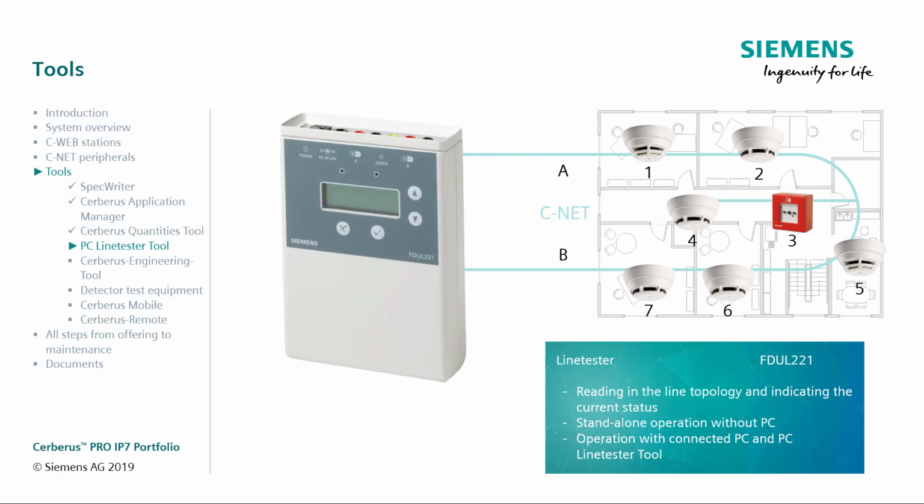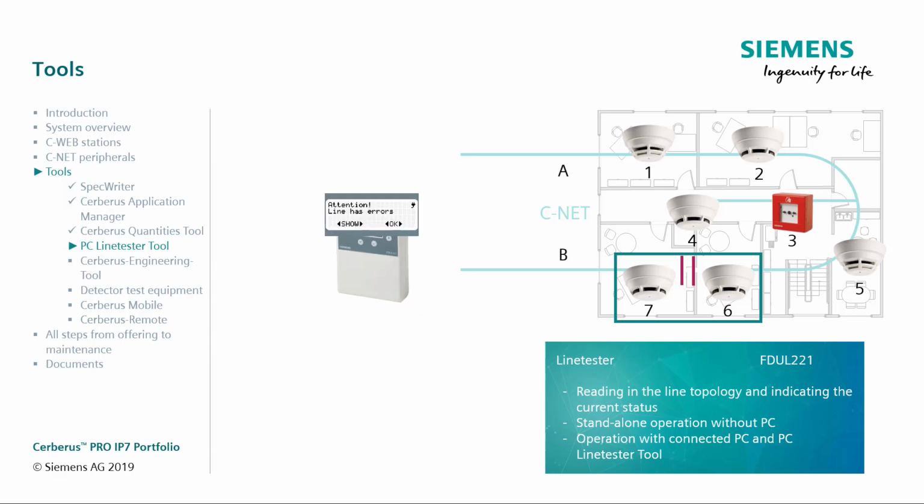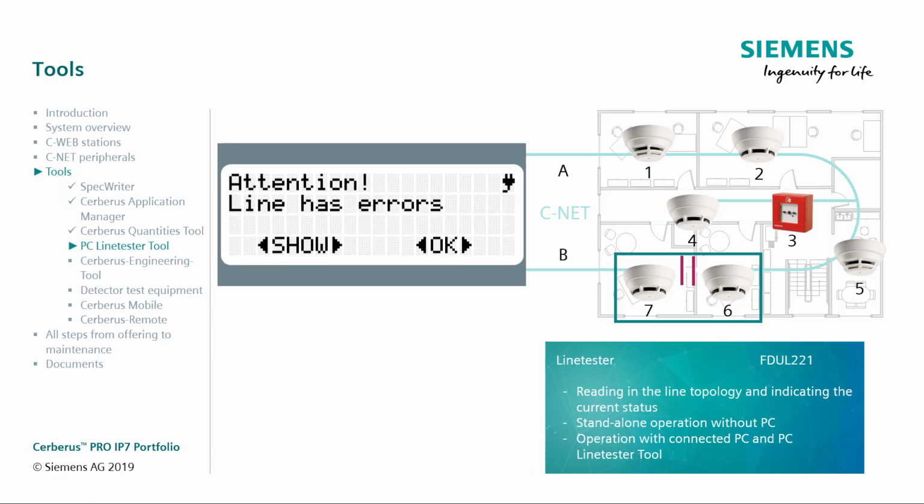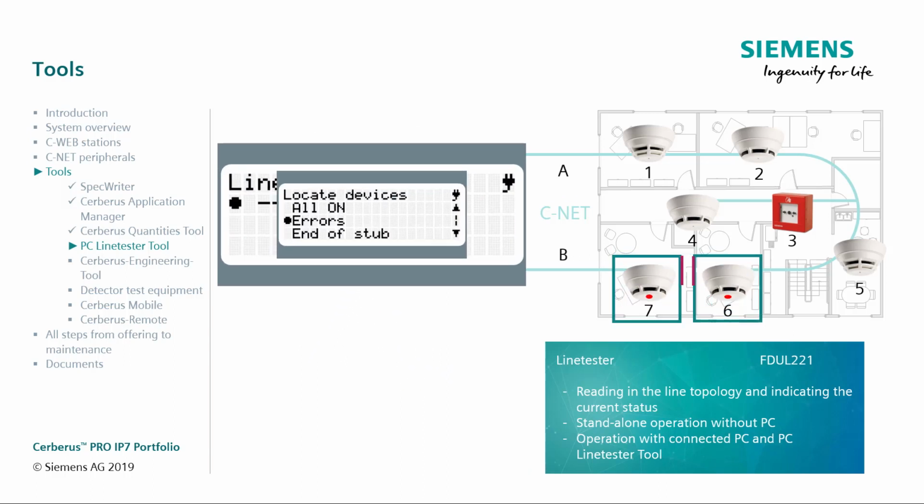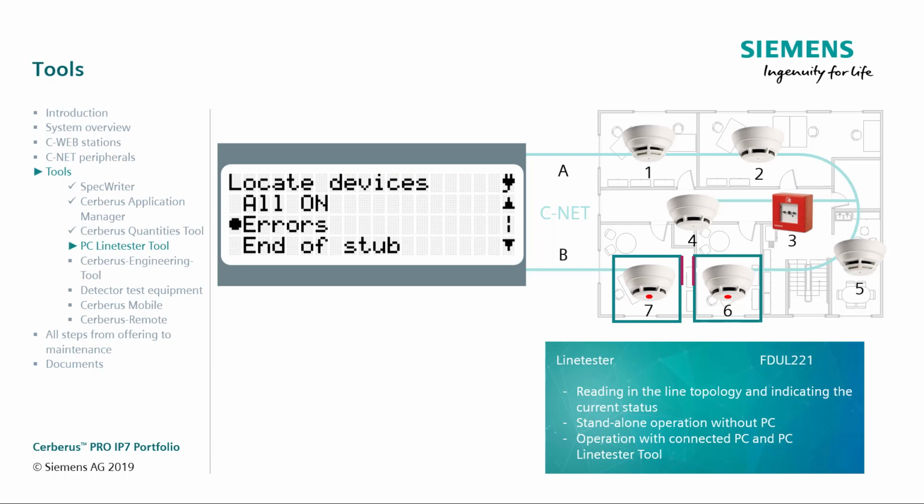The line tester also provides assistance for rapid troubleshooting. If the line is broken between detectors 6 and 7, for example, the line tester will display an error. By activating the right internal alarm indicator, you can easily locate the open line. The line tester makes finding faults easy and efficient.